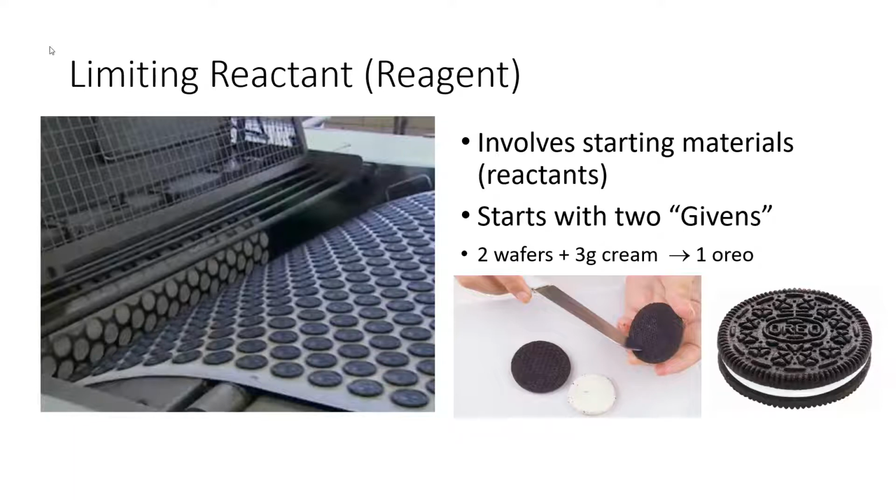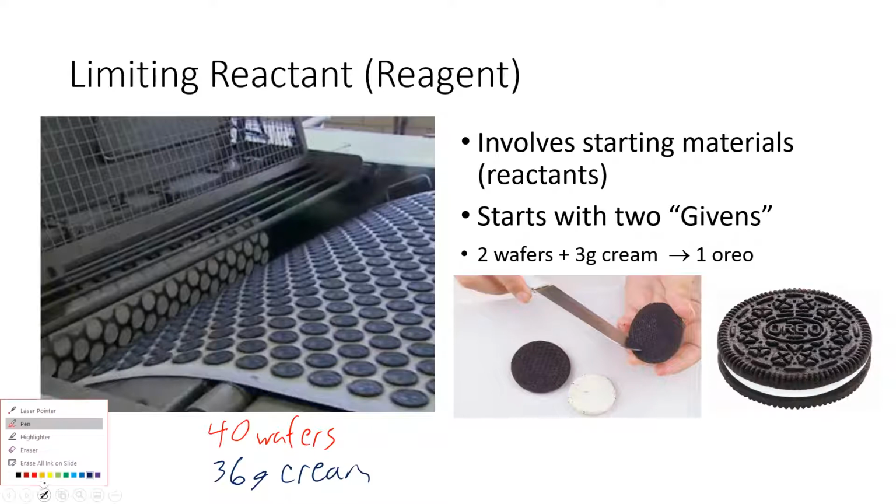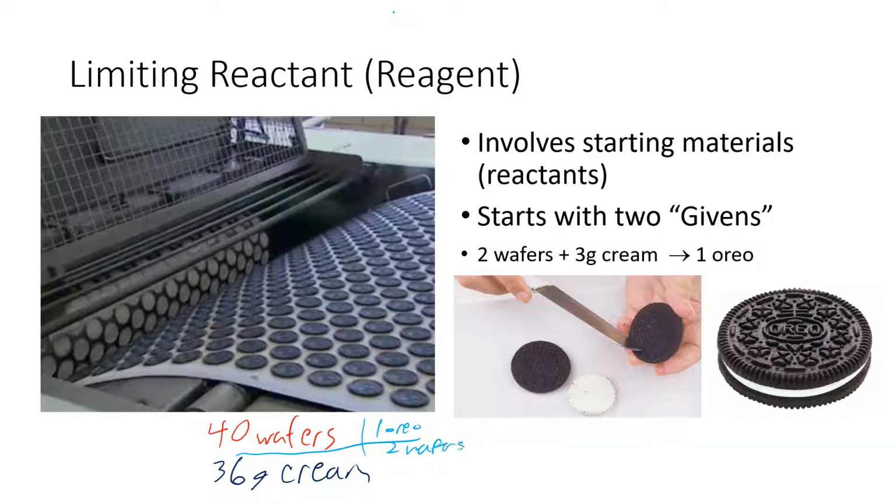So, for example, the simple way to look at this: if you have an Oreo that is comprised of two Oreo wafers and 3 grams of cream, and you put all that together and you get one Oreo. And if we said you have 40 wafers, and then you also have, let's just say, 36 grams of cream, the question is, how many Oreos can you make? Well, from 40 wafers, since each Oreo takes 2 wafers, that'll give you 20 Oreos, correct? And with 36 grams of cream, because one Oreo requires 3 grams of cream, that will give you 12 Oreos.